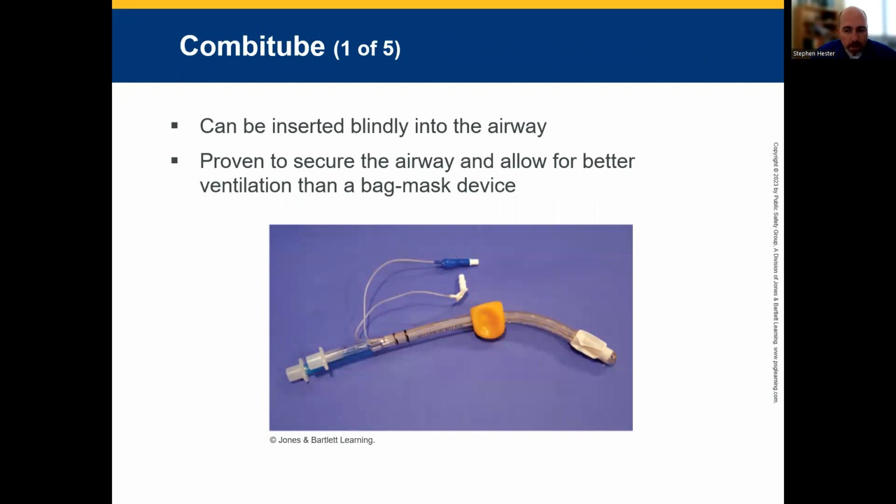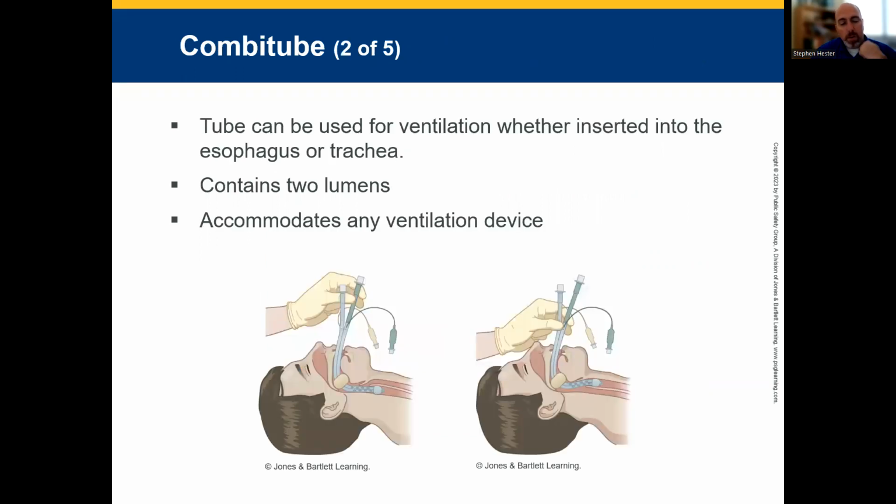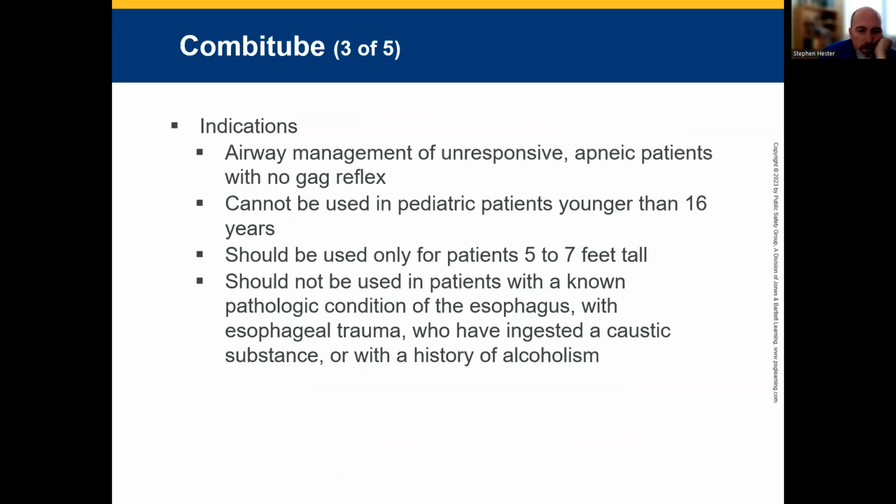Combitubes, I think, have kind of gone away. There's a lot of different contraindications to these, so you don't see these quite as much. But be familiar with those in case of a service that you go and work with. There's two different tubes there. The white one, if you ventilate it and yet it's usually that you place it in the trachea itself, and then the other, blue one, you place it in the esophagus. So you also have to be careful with gastric distension with these. They have to be between 5 and 7 foot tall, no caustic substances possibly or history of alcoholism.